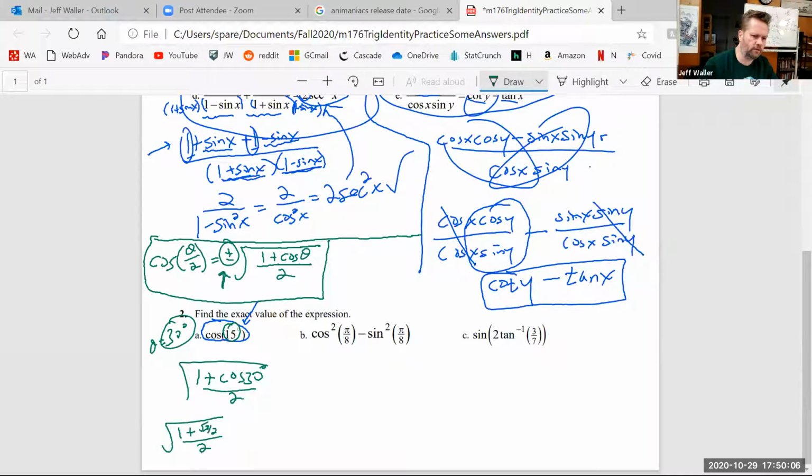Root 3 over 2. And then one little thing I could do with this is I could double the top and the bottom. Do you guys see that? To get rid of that internal fraction. Right, so I'll get 2 plus root 3 over 2.